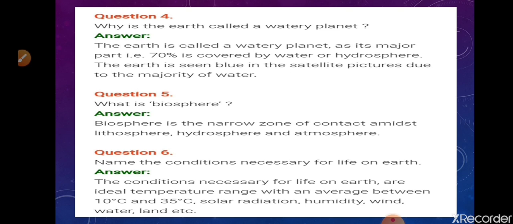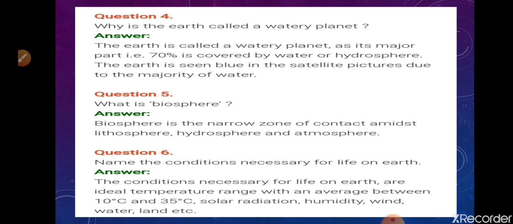Next one, what is biosphere? Biosphere is a narrow zone of contact amidst the lithosphere, hydrosphere and atmosphere. This was already covered. A picture is also there in your book, figure number 1.9, so you can understand what the biosphere is. It is that narrow zone of contact of atmosphere, lithosphere and hydrosphere.